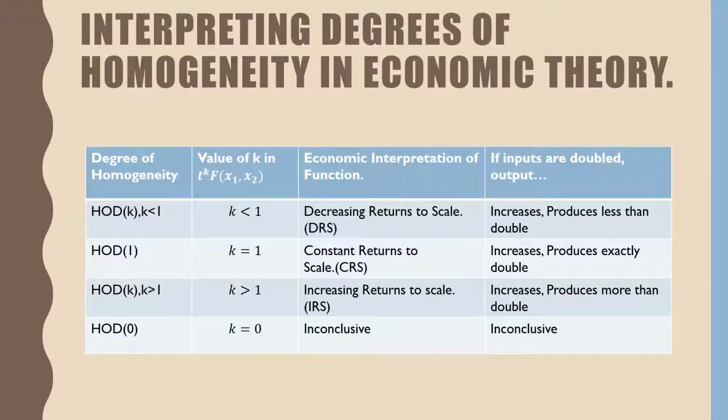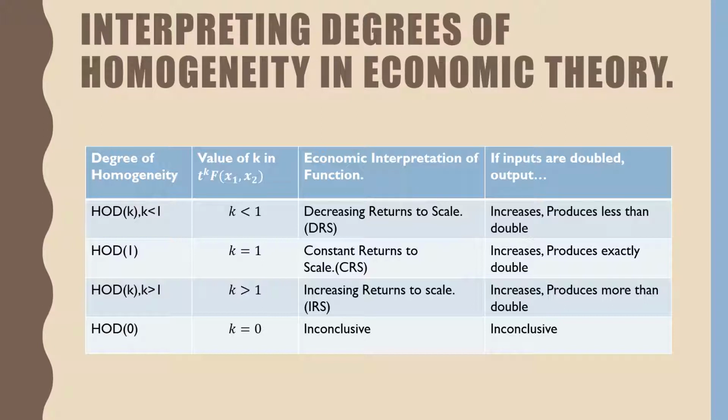On this slide, I'm not going to spend so much time. I just put together a table which tells us what the degree of homogeneity of each function tells us about the returns to scale of that function, right? If our function has a degree of homogeneity less than 1, then it has decreasing returns to scale in production. If we have a degree of homogeneity exactly equal to 1, then we have constant returns to scale in that production function. If we have a degree of homogeneity greater than 1, then we have increasing returns to scale.